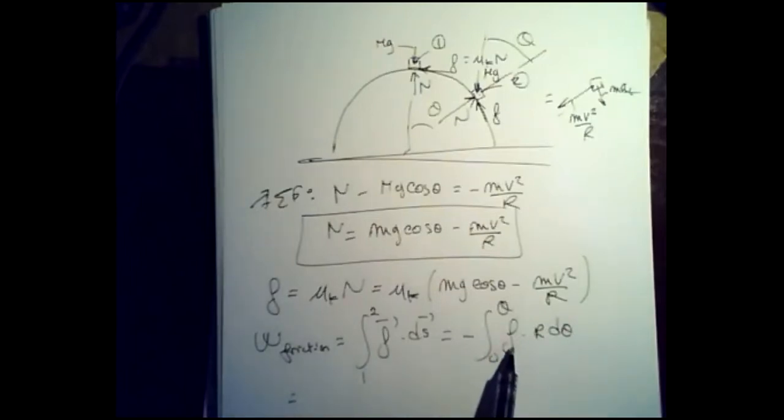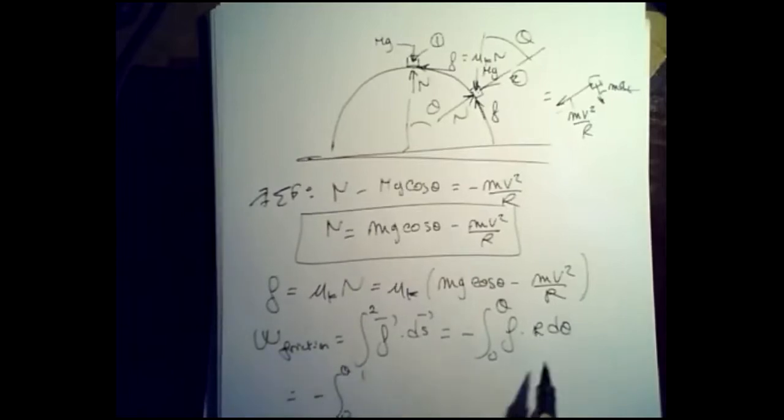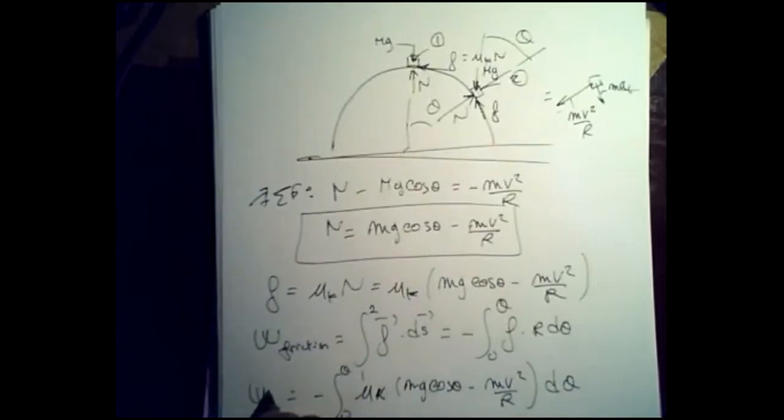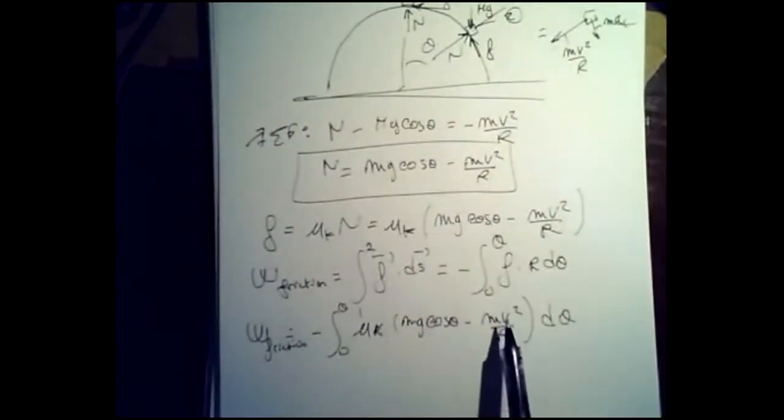And what is my F? F is going to be mu k times N, which is mg cosine theta minus mv squared over r, d theta. So this is your work of friction. I can integrate the first portion here, but I won't be able to integrate this part. Why? Because the velocity itself is variable. To do this, you actually have to integrate AT.